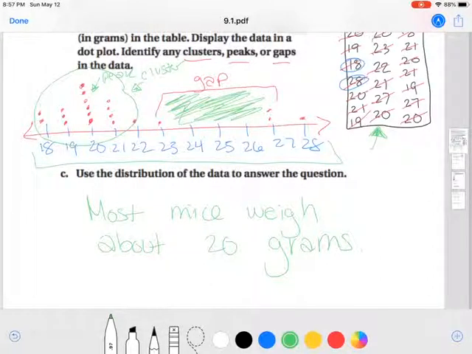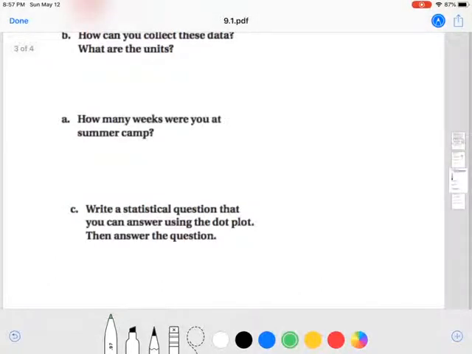So to answer the question, we just went over to our peak to see, well, what do most of the mice in our experiment weigh? And it was 20. So we can make that educated guess and say, well, most of the mice that we weigh are going to be about 20 pounds. All right, let's move on to example 2.